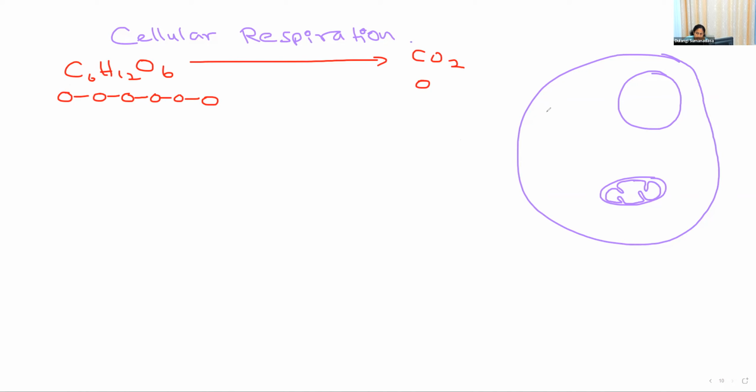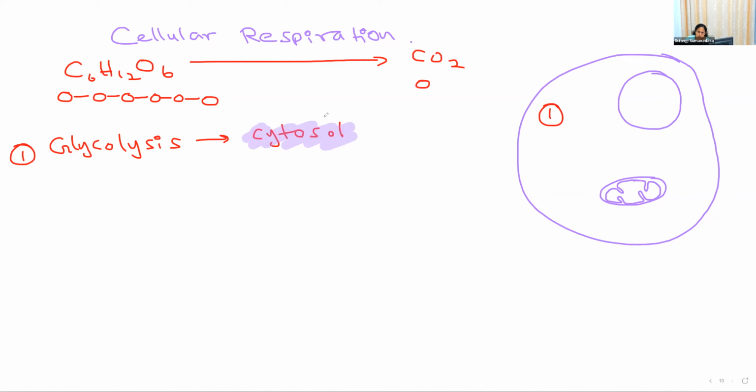The first stage is we're going to break down the glucose in the cytosol. If you remember last year, the first stage of cellular respiration is glycolysis. Write down the location. What is the location of glycolysis? It's not inside the mitochondrion yet, it's outside, right? So glycolysis takes place in the cytosol. This is very important: the first stage of cellular respiration is outside, not in the mitochondria.